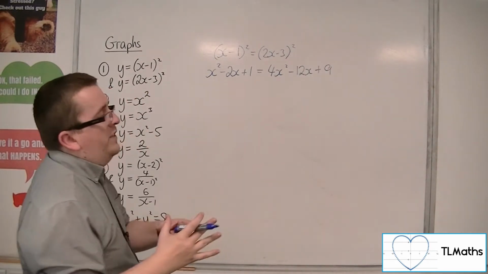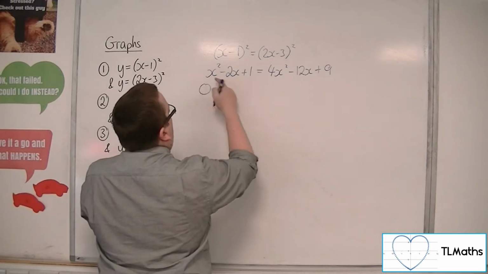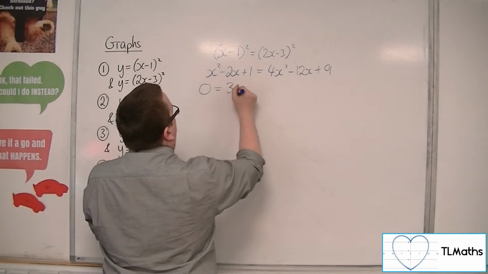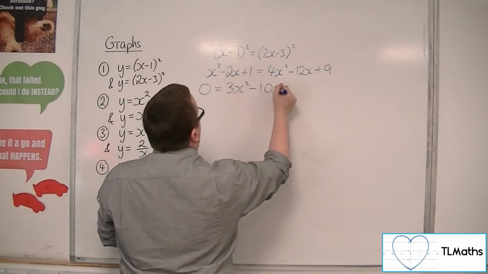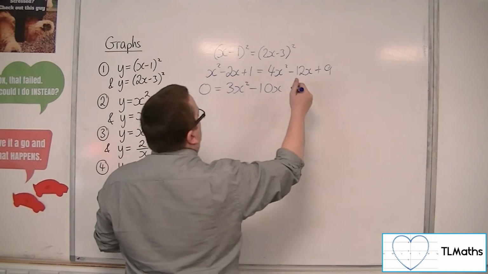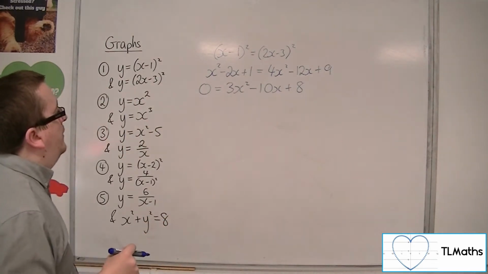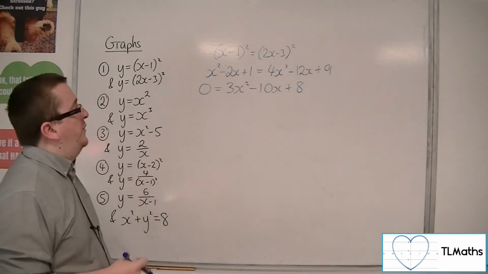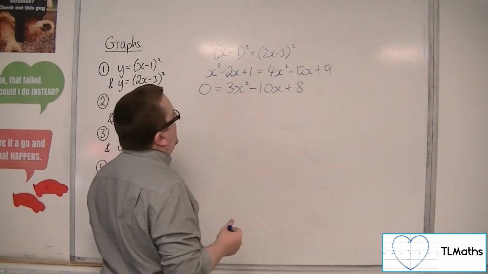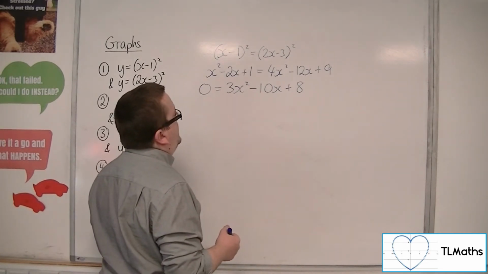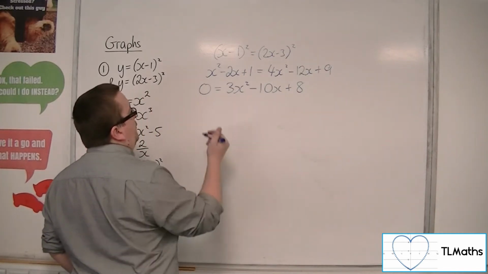We then want to move everything onto one side of the equation. If I move everything onto the right, we can subtract an x squared from both sides, add 2x to both sides, and then subtract 1 from both sides. So we now have this quadratic to solve. At this stage, we might want to go straight into using the quadratic formula, or we can attempt to factorise. I'm going to use the formula.